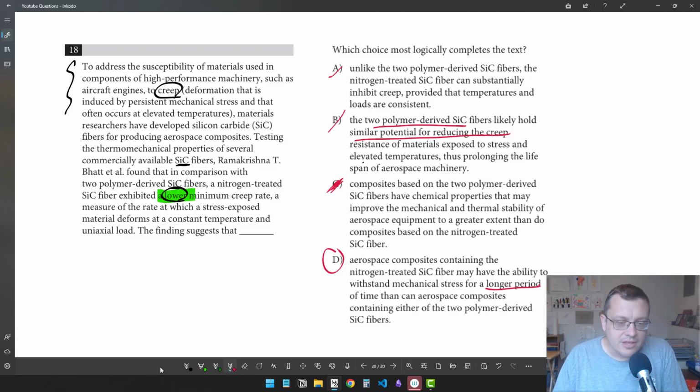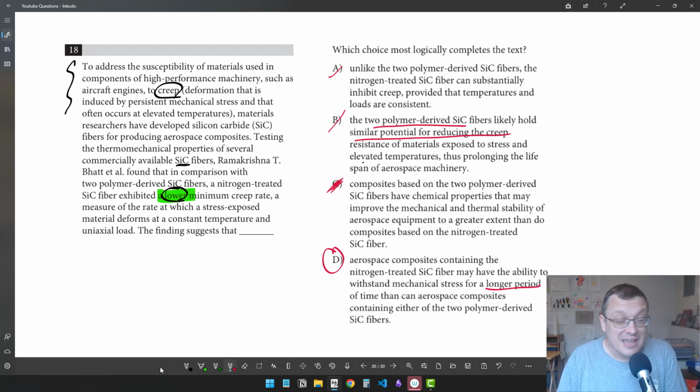Yeah, finally, we're saying that this is better, right? If it's got this lower minimum creep rate, which is a measure of the rate at which the material deforms under pressure or under temperature and load, then it will be able to withstand stress longer than these other fibers, which don't have that creep rate. I mean, that seems reasonable.